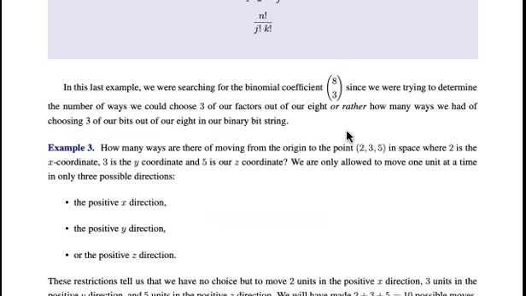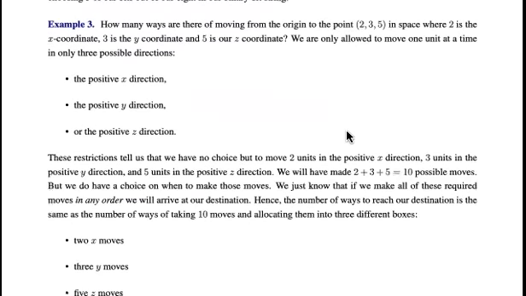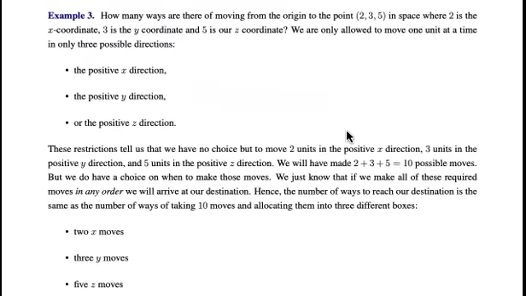Let's look at another example here. Example 3. Suppose that we want to figure out how many different ways there are of moving from the origin in 3-space to a point (2, 3, 5). So we're using coordinates x, y, and z. Let's just look and see what that might look like for a second.